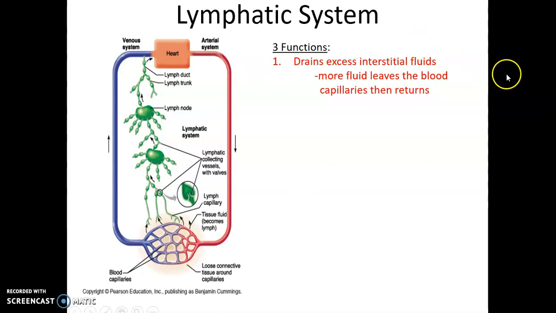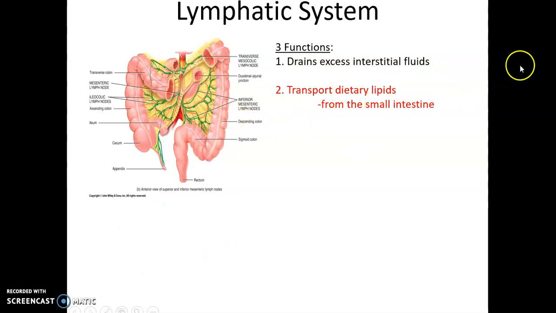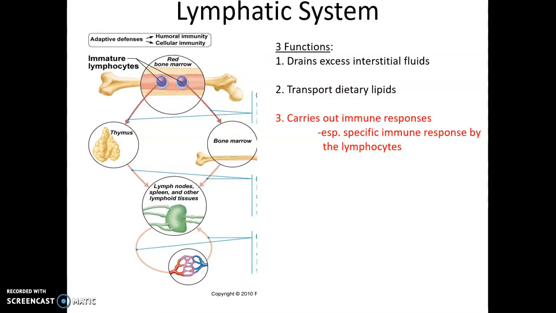the bloodstream. Second is to transport dietary lipids. So again, lipids, fatty materials, are hydrophobic and so cannot be transported without aid through the bloodstream. So the lymphatic system has a way to help transport dietary lipids. And so they take the lipids absorbed via the small intestine and eventually get them into the bloodstream.